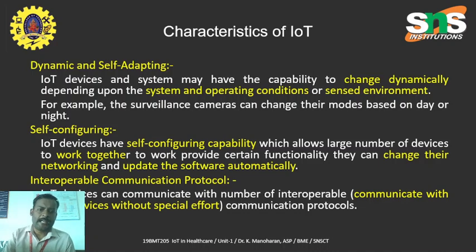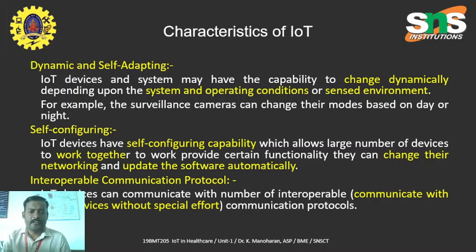First one, dynamic and self-adapting characteristics. An IoT device is a system that may have the capability to change dynamically depending on the system or operating conditions, sensed environmental conditions, or real-time requirements. For example, a surveillance camera can change its modes based on day or night. If it is day, it automatically changes to day mode. If it is night, it automatically changes to night mode. So it will dynamically adapt to that particular environment.